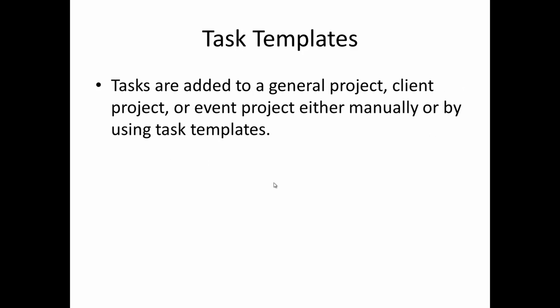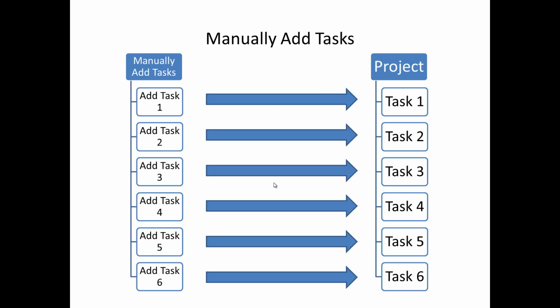So we have two different ways of adding tasks to projects. You can either manually do it or you can use a task template. We do have orders, and that's not included in the list because there's a few different things you can do with orders. We'll get to that in a second. But first, let's walk through how to add tasks.